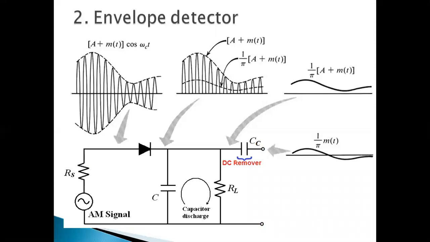Okay. Finally, what will be the result? Only the positive half cycle will appear. Am I right or not?